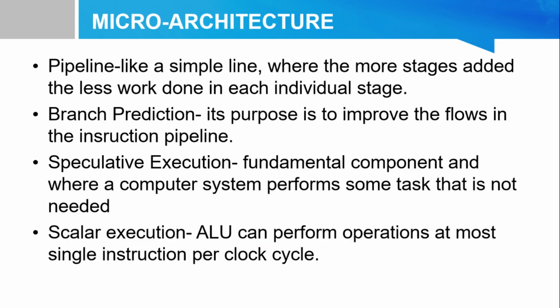Pipeline is like a simple line where the more stages added, the less work done in each individual stage. Branch prediction is a technique whose purpose is to improve the flow in an instruction pipeline. Speculative execution is a fundamental component where a computer system performs some task that may not be needed. Scalar execution, ALU, can perform operation at most a single instruction per clock cycle.